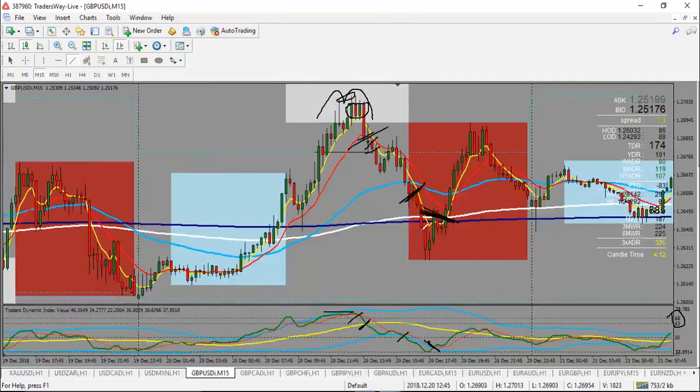Or if you already knew and you saw this candlestick pattern with these two wicks like this, you'd already get out right here. Okay? So I hope that makes sense right there.